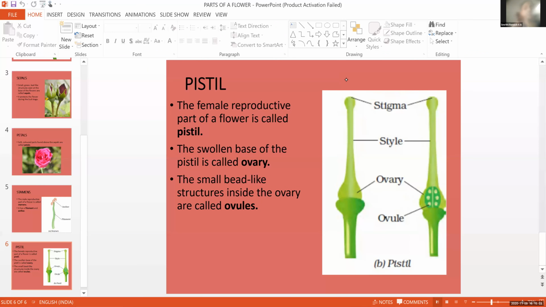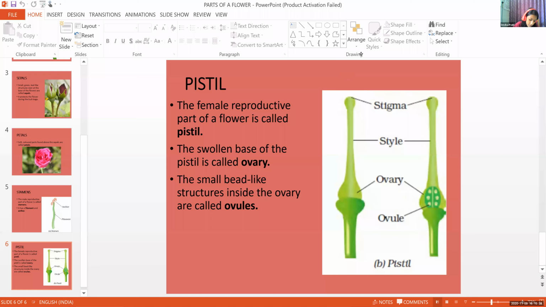Now you can write down. The female reproductive part of a flower is called the pistil. Then the swollen base of the pistil is called the ovary. Then the small bead-like structures inside the ovary are called ovules. Now you can also write: the pistil also has a style and a stigma.